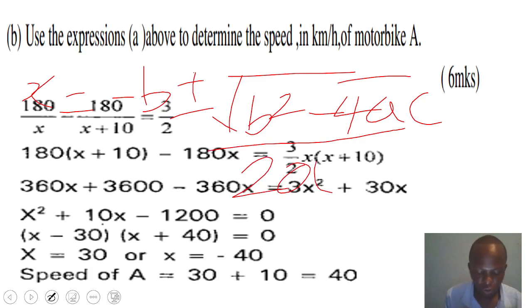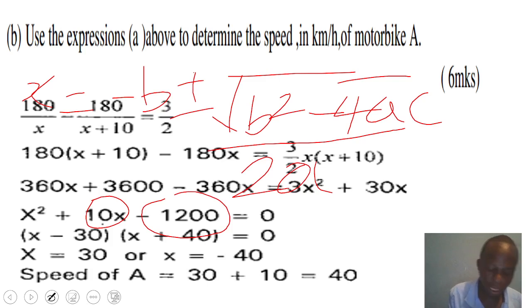Now, if this is the quadratic equation, our b will be 10, our c will be minus 1200, and our a will be the coefficient of x squared, which is 1. Then you substitute those values in the quadratic formula. You are going to get two values of x. The first one is 30, the second one is minus 40.